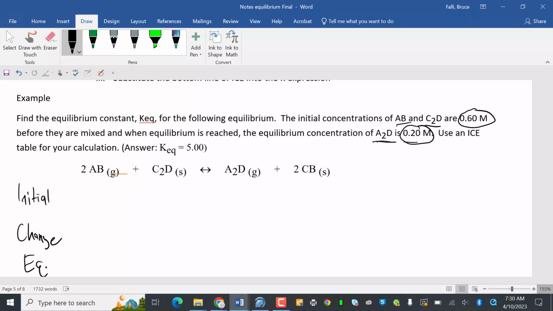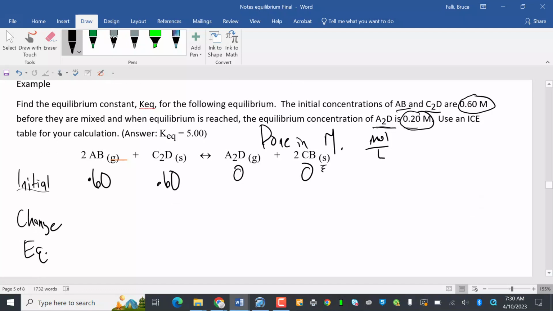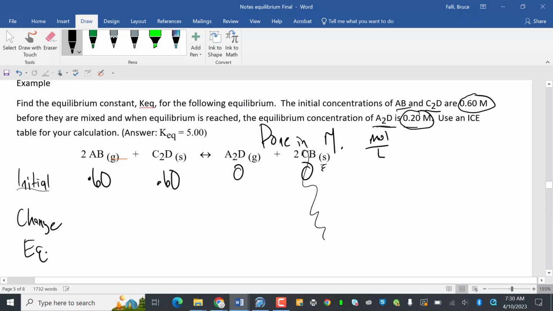So I'm going to read this again. The initial concentrations of AB and C2D are 0.6. Okay? Now, ICE diagrams are always done in molarity. So that means if I give you moles over liters, you have to do moles over liters. But now if I told you that, that means I don't have any of these. Now, I'd like to point out that I've got solids here. Okay? Solids I don't really care about.